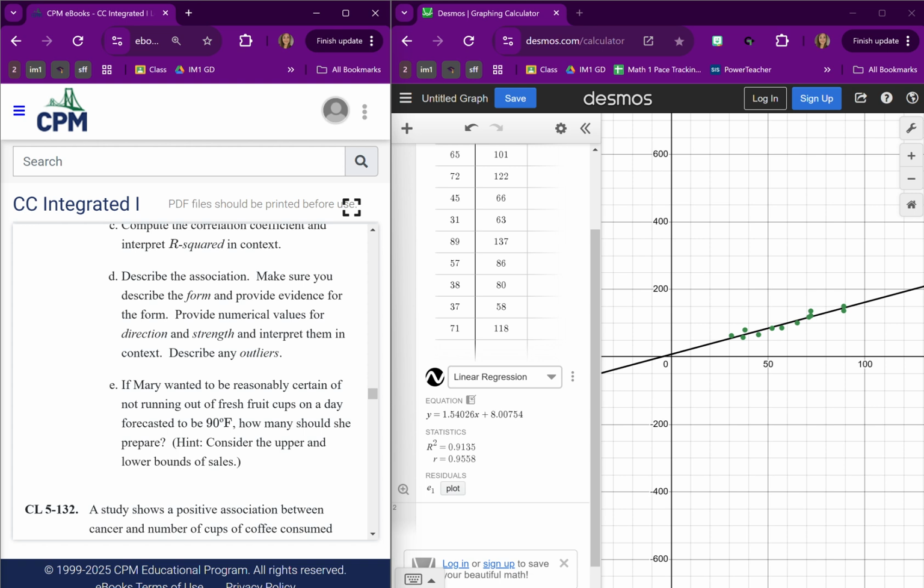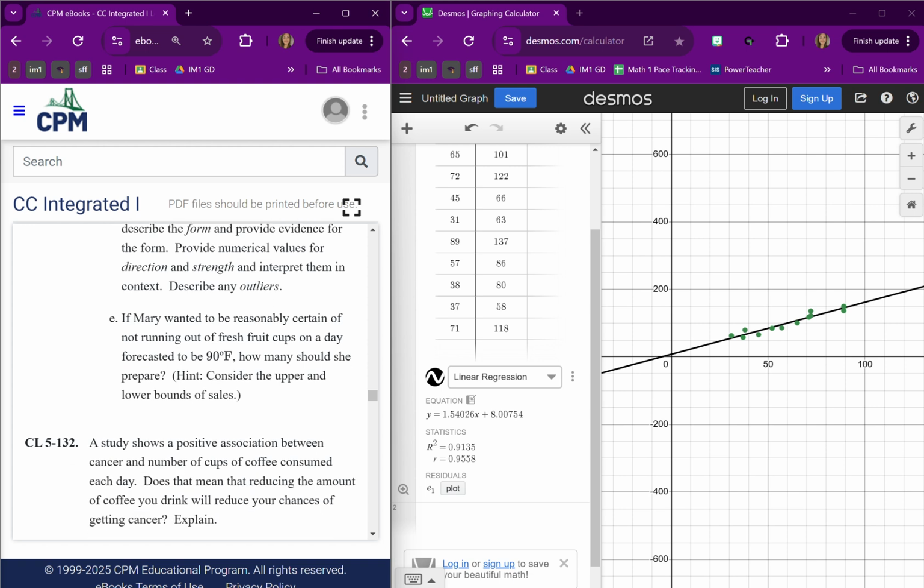Part D. Oh, here we go. Okay, make sure you describe the form. It is linear. Provide numerical values for direction. I know that it is positive because I have a positive slope, 1.5. So direction is positive because the slope is positive. And then the strength is strong because the R value is close to 1 or -1. And then I don't see any outliers. Nothing's really standing out from the crowd. Like if you had a point over here, that may be an outlier.